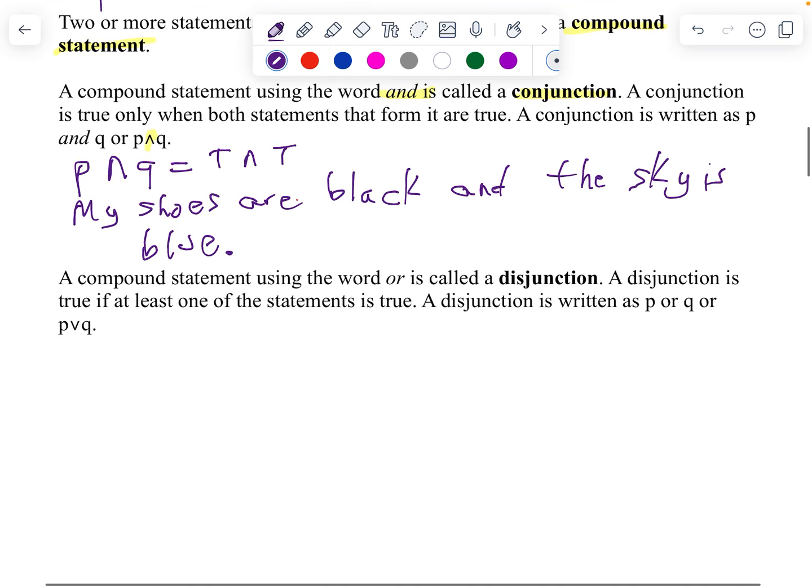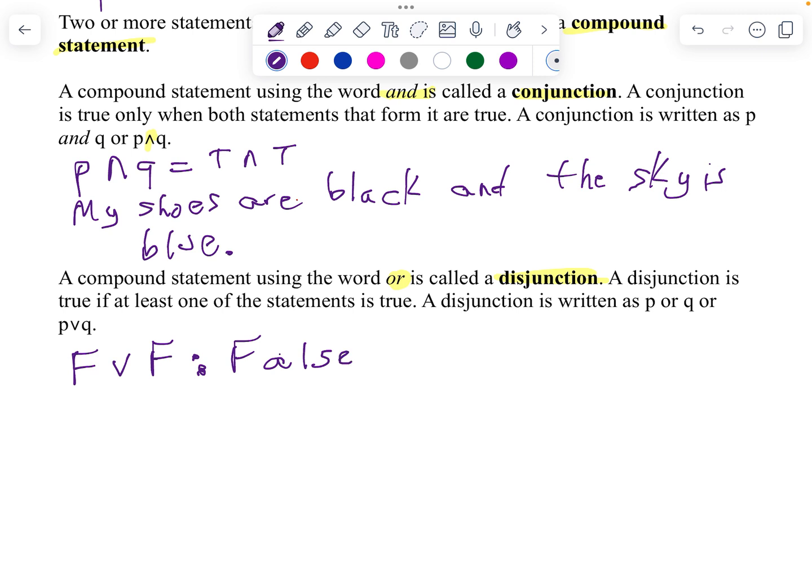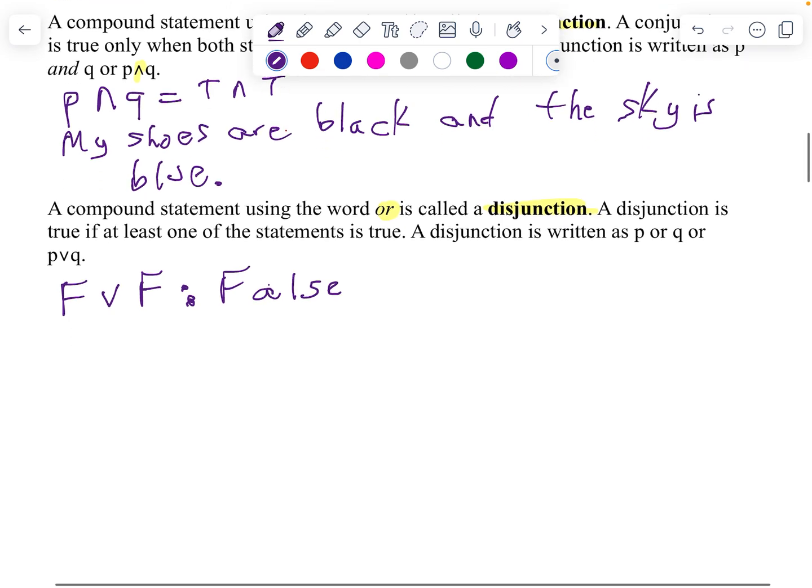Okay, now, if we take a look at a disjunction, that is with an or. So one or the other. We use a V for that. The only time a disjunction is false is if they are both false. Okay? If one of them is true, that makes the whole statement true because it's or. So the and statement is false unless they're both true. A disjunction is true unless they're both false.